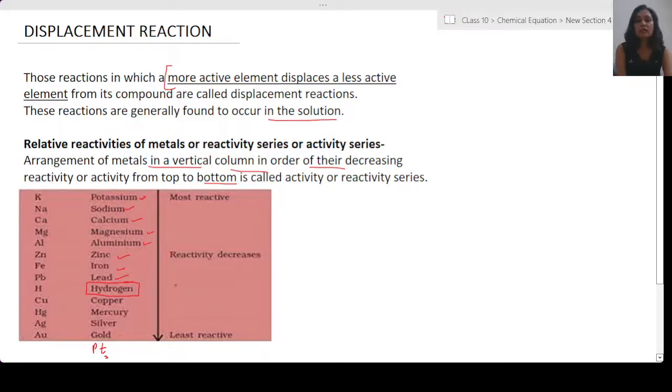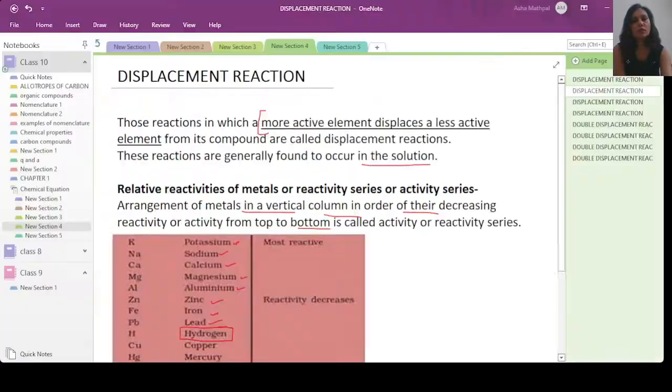So we will keep this in mind whenever we are writing a displacement reaction. In a displacement reaction, always the highly reactive metal will displace a less reactive metal. For example, if sodium is combined with the salt solution of copper, mercury, silver or gold, sodium will definitely replace the copper, mercury, silver, gold from their salt solutions. Now we will move ahead and see some common displacement reactions.